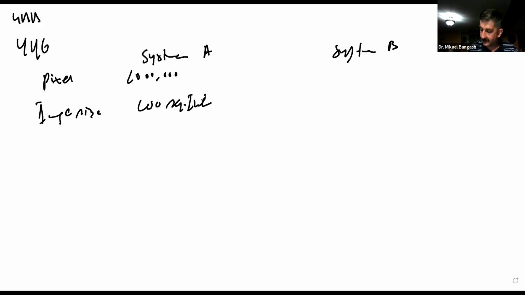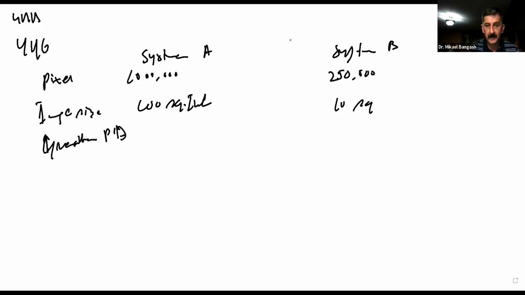System B has an image size which is 10 square inches, and it's composed of 250,000 pixels. Now, which image is more likely to display very small details? Well, could I be more specific? Because the question says you would have greater pixel density.